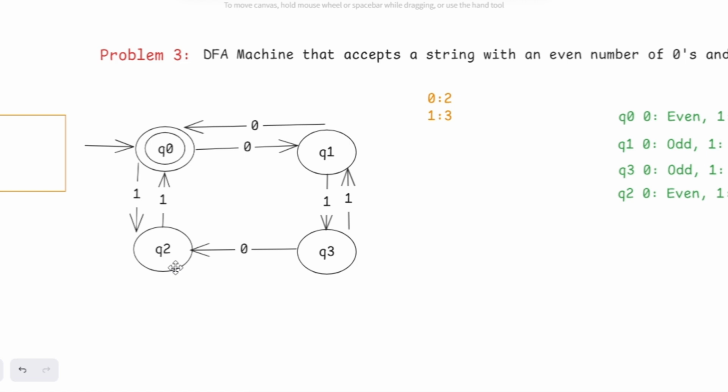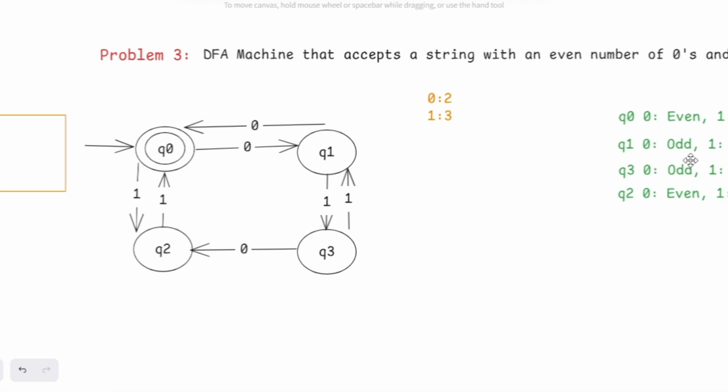For Q2, we have considered 1 only, and we see Q2 is even and odd. So we need to consider 0. If 0 is added to the even count, it will become odd. So 0 will be odd and 1 will also be odd.